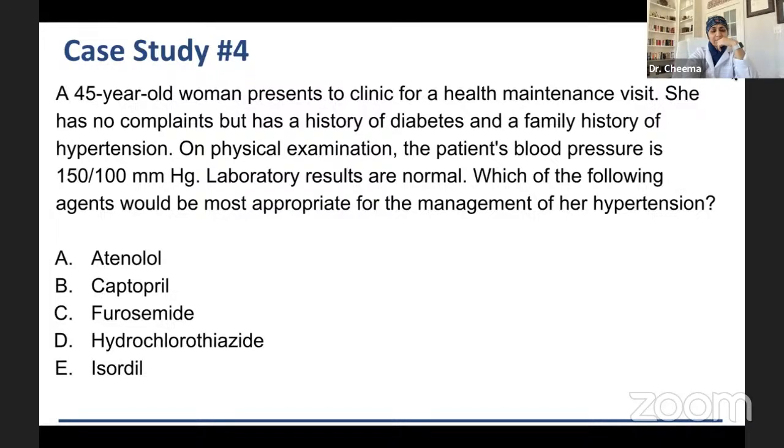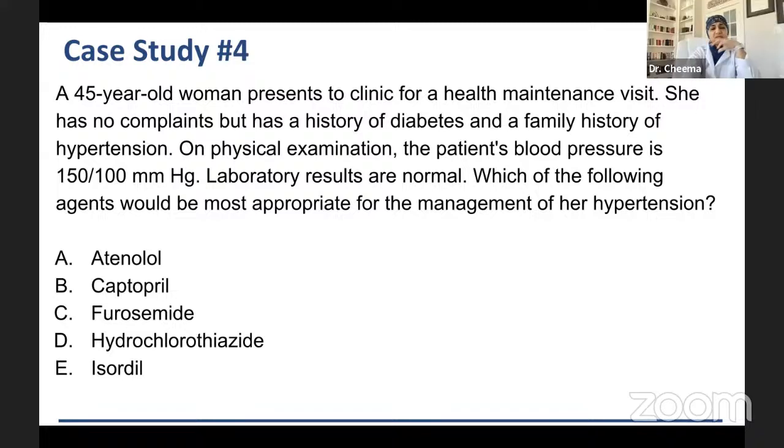Can you read it for me? A 45-year-old woman presents to clinic for a health maintenance visit. She has no complaints but has a history of diabetes and a family history of hypertension. On physical exam, the patient's blood pressure is 150 over 100 millimeters of mercury. The laboratory results are normal. Which of the following agents would be most appropriate for the management of her hypertension? A, atenolol, B, captopril, C, furosemide, D, hydrochlorothiazide, or E, isordil.